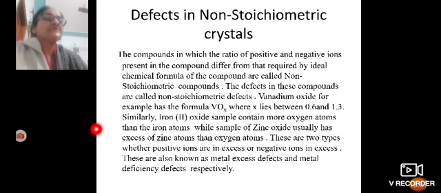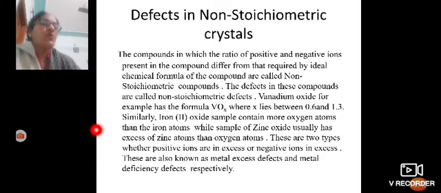Next is the defect in nonstoichiometric crystals. The compounds in which the ratio of positive and negative ions present in the compound is different from that required by the ideal chemical formula of the compound are called non-stoichiometric compounds. The defects in these compounds are called non-stoichiometric defects. For example, vanadium oxide has the formula VOx where x lies between 0.6 and 1.3.